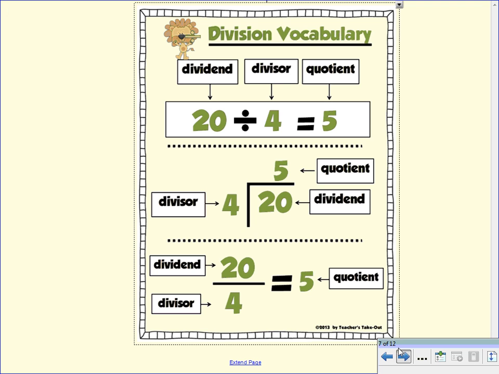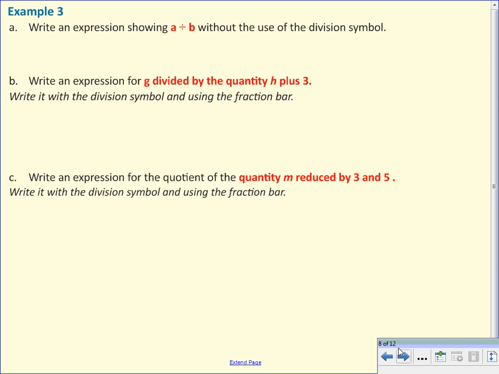Okay, so let's continue practicing writing division equations. In example 3A, write an expression showing A divided by B without the use of the division symbol. So how are we going to write that? Yeah, that's it. A divided by B. That's it.